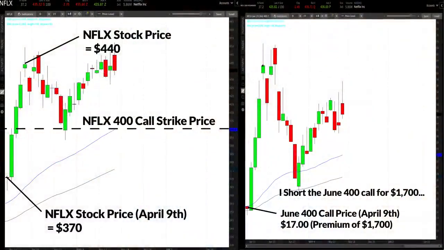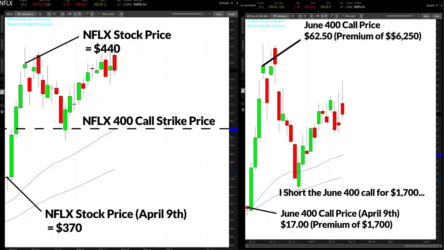Unfortunately, if we fast forward a few days, we can see that Netflix shares actually closed at $440, and at that time, the Netflix call option that I was short reached a price of $62.50. If we multiply that by 100, we get a premium of $6,250 on that June Netflix 400 call option.